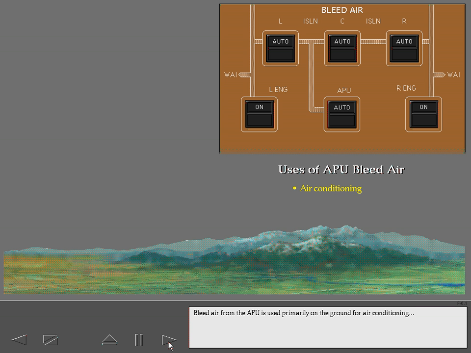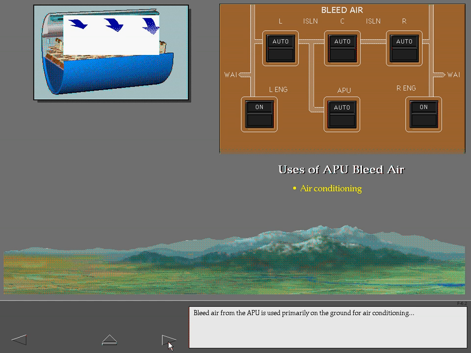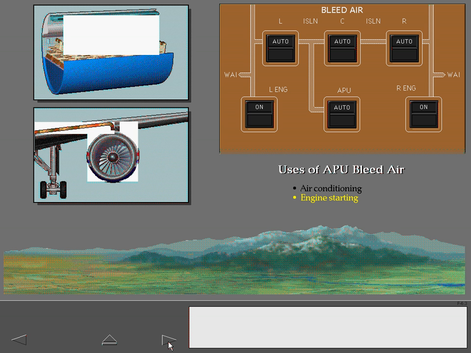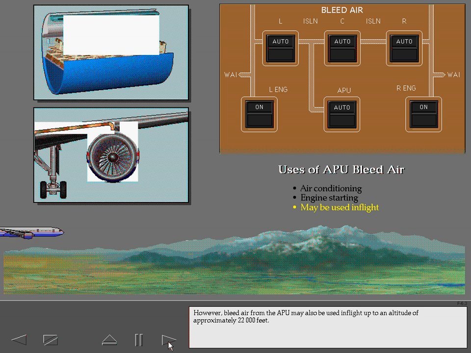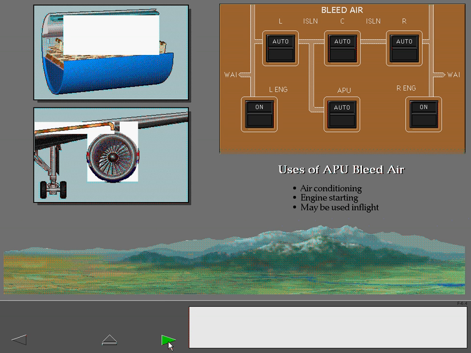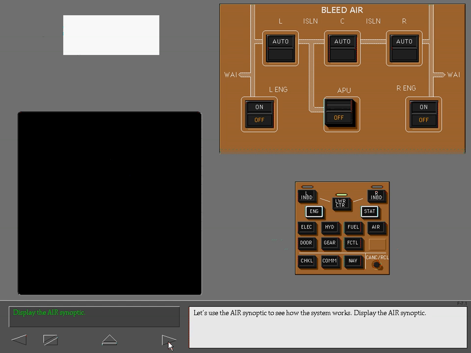Bleed air from the APU is used primarily on the ground for air conditioning and engine starting. However, bleed air from the APU may also be used in flight up to an altitude of approximately 22,000 feet. Let's use the air synoptic to see how the system works.